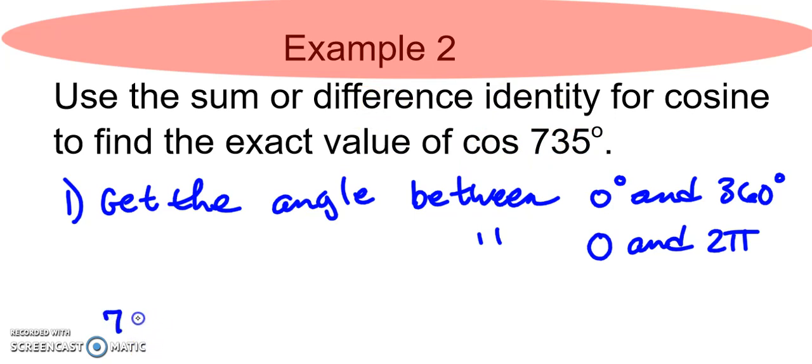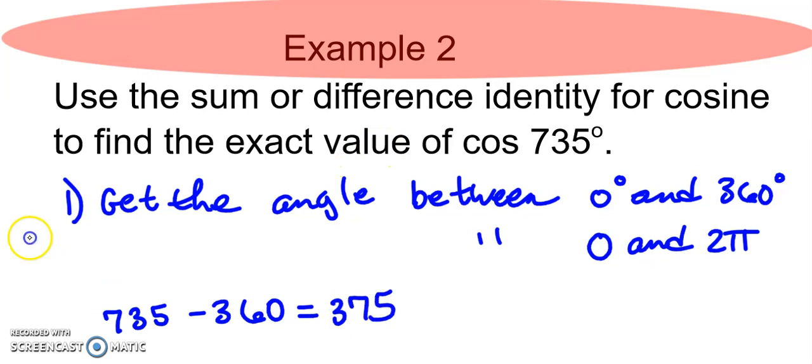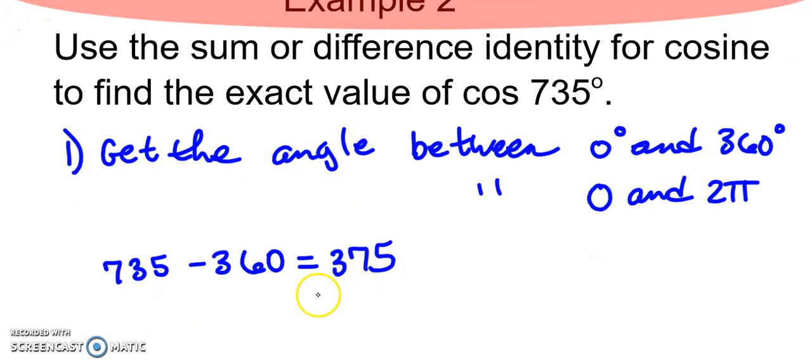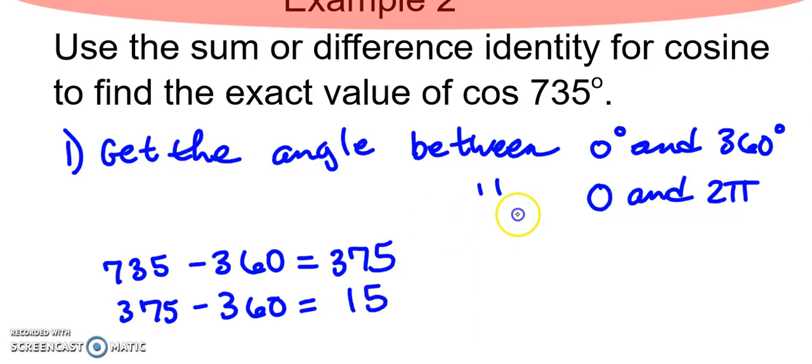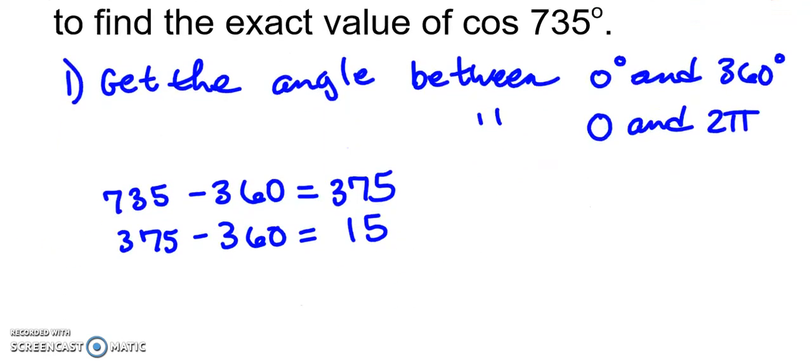So if we do 735 and subtract 360 from that, what do we get? We get 375, right? Perfecto. All right, but 375 is still bigger than 360, and hopefully you can already look at it and tell me what the answer is without subtracting. We get 15, right? Cool. So technically, we're looking for cosine of 15 degrees, which is the same thing as cosine of 735 degrees.